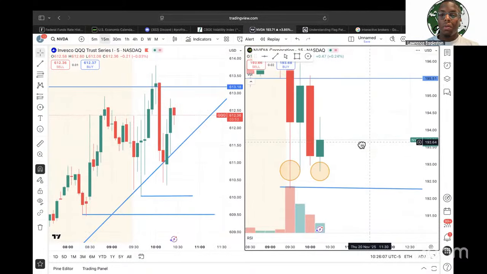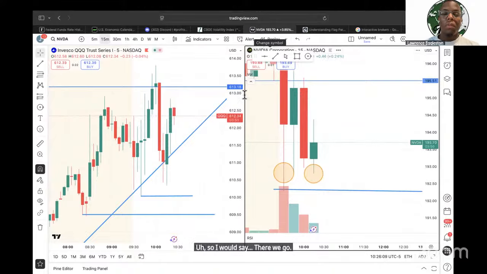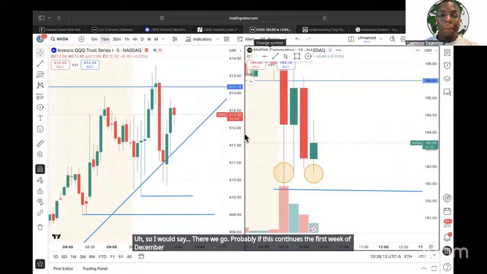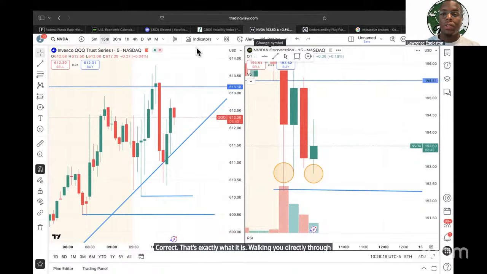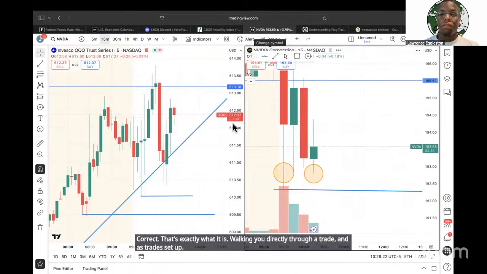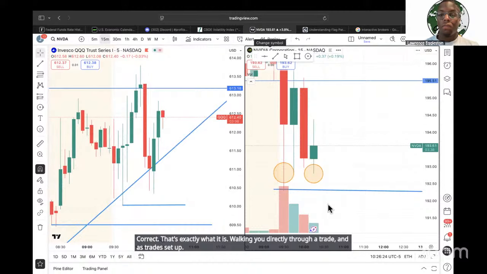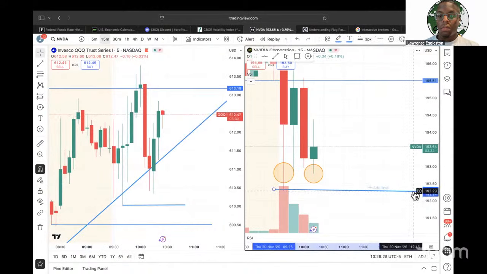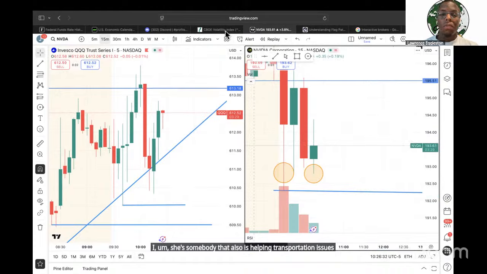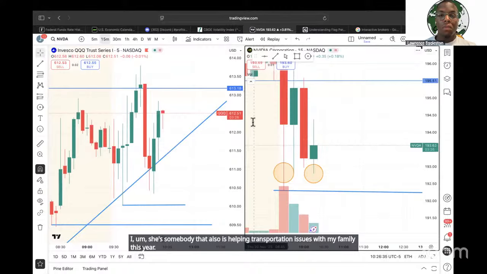So I would There say we go. probably if this continues the first week in December, she needs to be put immediately on step 2. Correct. That's exactly what it is. Walking you directly through a trade and a trade setup. But she's somebody that also is having transportation issues and family issues. So it just seems like.